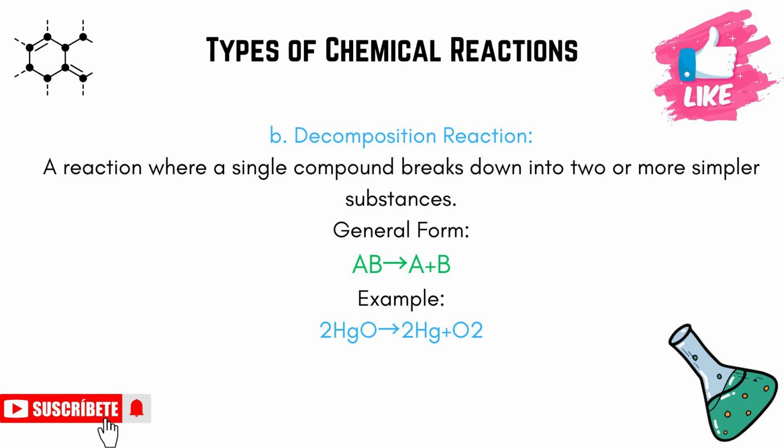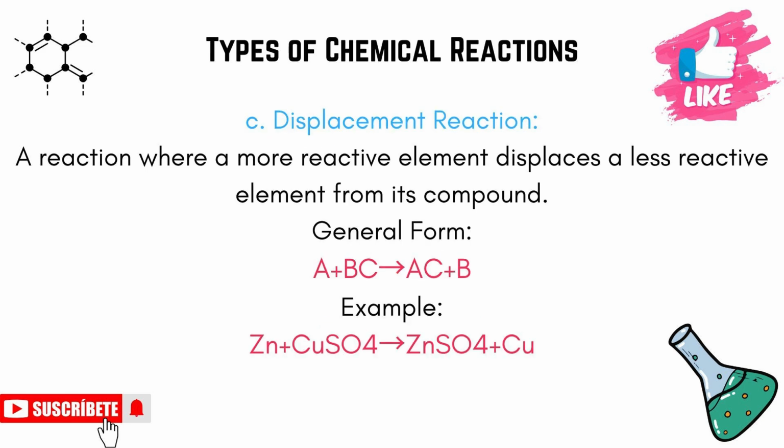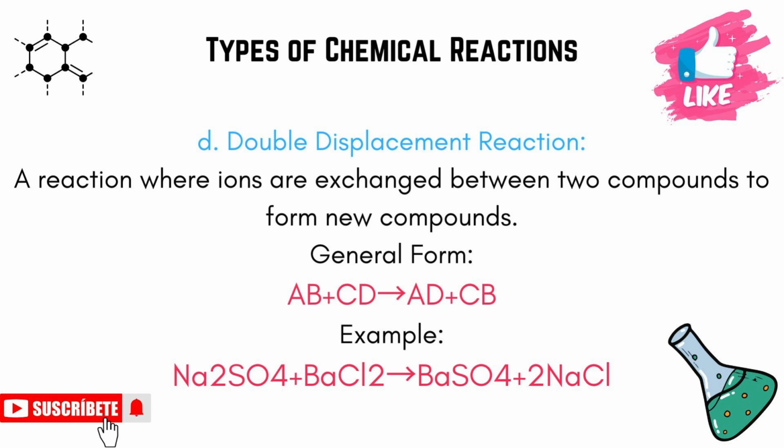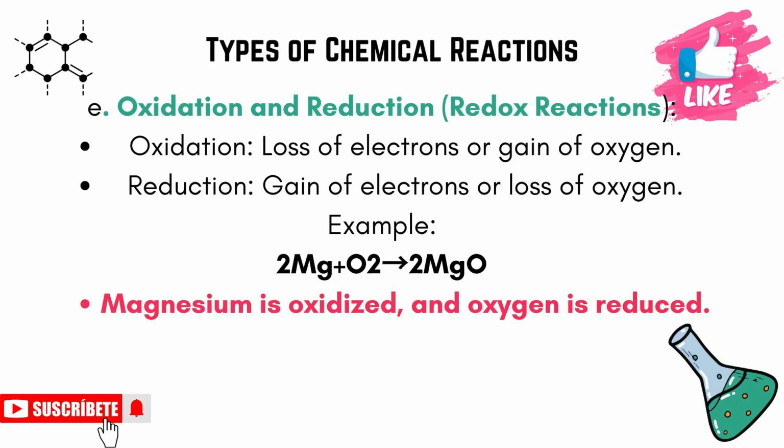Displacement reaction. A reaction where a more reactive element displaces a less reactive element from its compound. General form, A + BC → AC + B. Example, zinc + copper sulfate → zinc sulfate + copper. Double displacement reaction. A reaction where ions are exchanged between two compounds to form new compounds. General form, AB + CD → AD + CB. Example, Na2SO4 + BaCl2 → BaSO4 + 2NaCl.